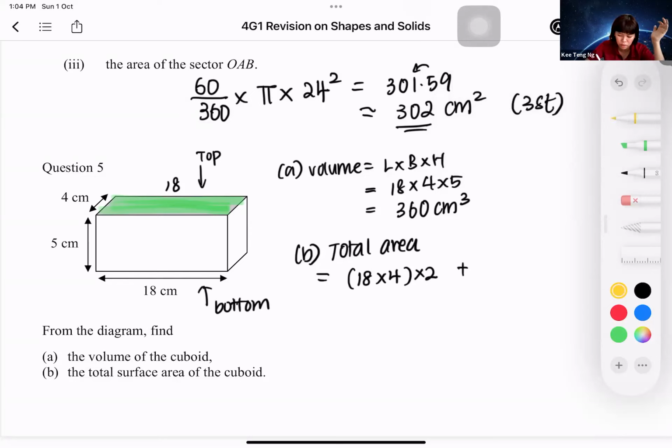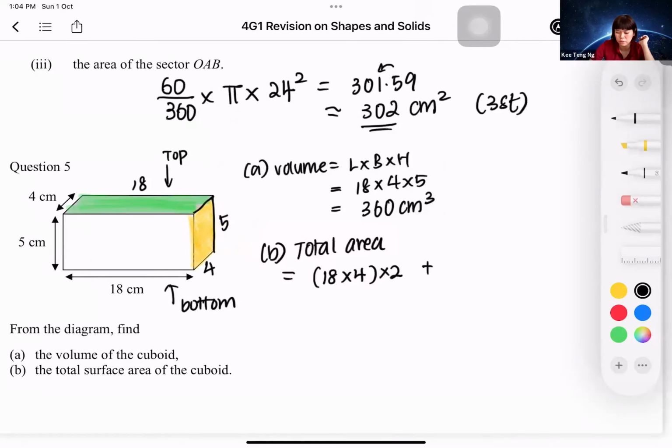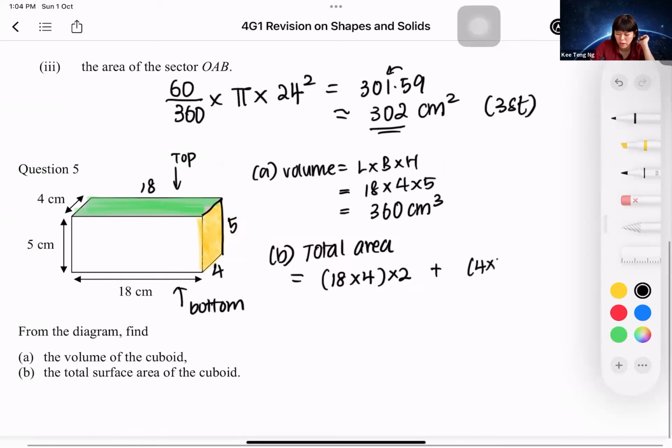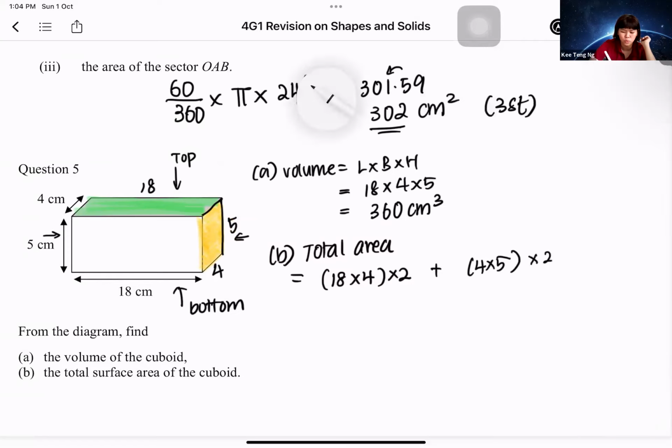Next, let's look at our sides, the two sides over here. This side is a rectangle as well, and the height over here is 5 cm and the length over here is 4 cm. So the area of the side is 4 times 5, which is 20. But there is a left-hand side and also a right-hand side, so this one also needs to times 2.